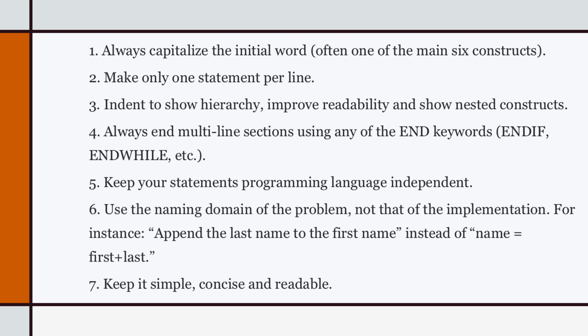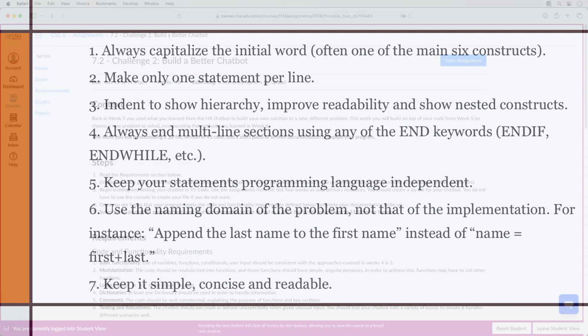And for point 6, it basically suggests writing your pseudocode to describe the problem or your goal instead of how you will implement it. So the example here shows the pseudocode of append the last name to the first name, instead of writing a variable name that is assigned a value of first plus last. If I write the name equals first plus last, that would be pretty close to syntax. The goal with pseudocode is to always keep it in plain, simple, concise, and readable language.